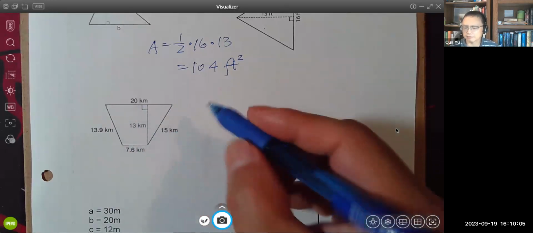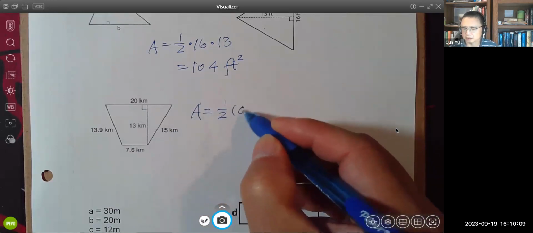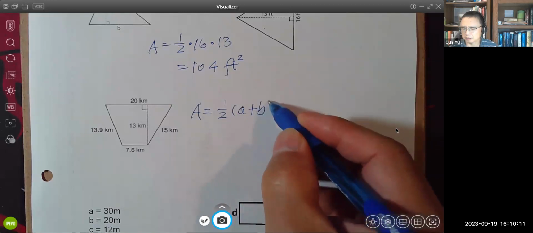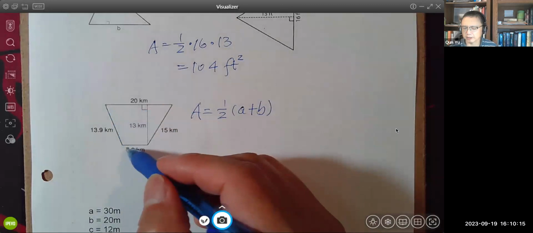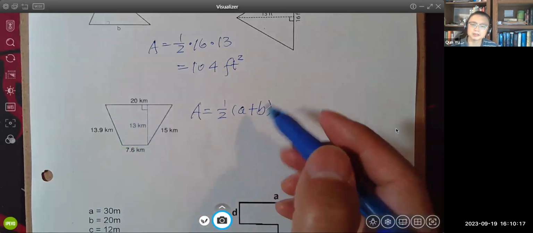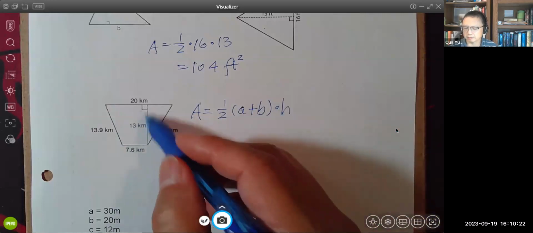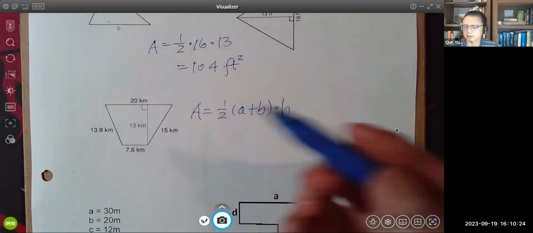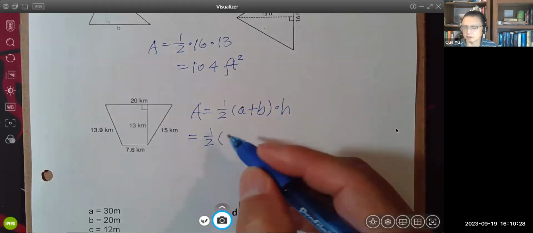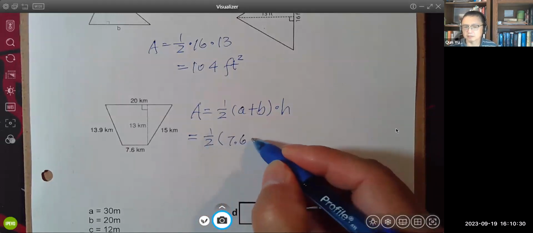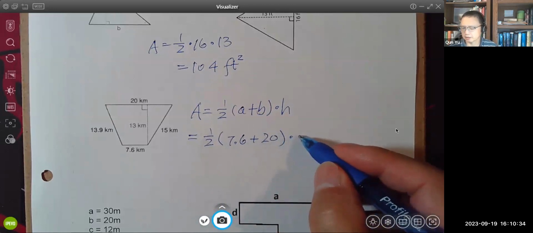Okay, now the formula for the area of a trapezoid: half of the sum of these two parallel sides. This one is labeled as A, one is labeled as B. Doesn't matter which one is which. Times the height. Height is the distance between these two parallel sides. So now we can plug in numbers. Half of 7.6 plus 20 times height, which is 13.